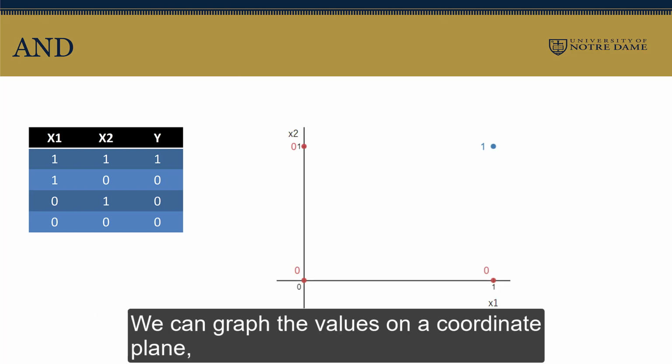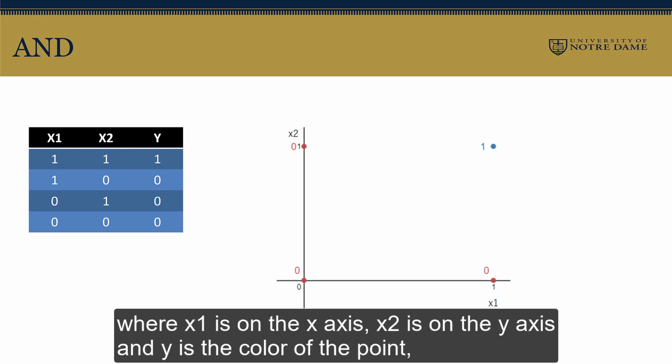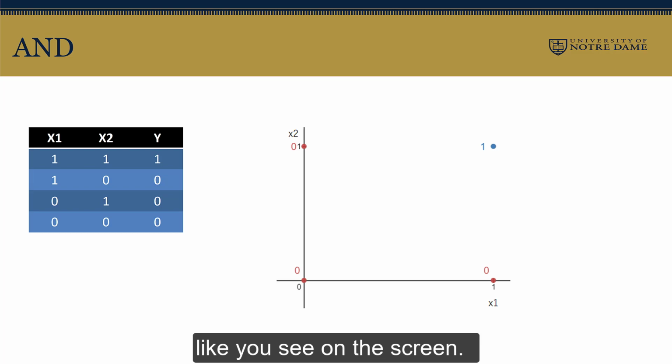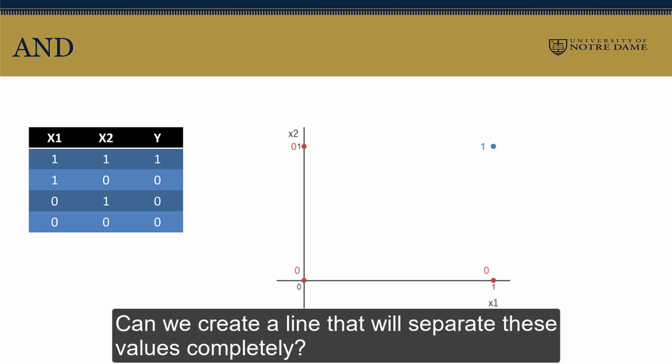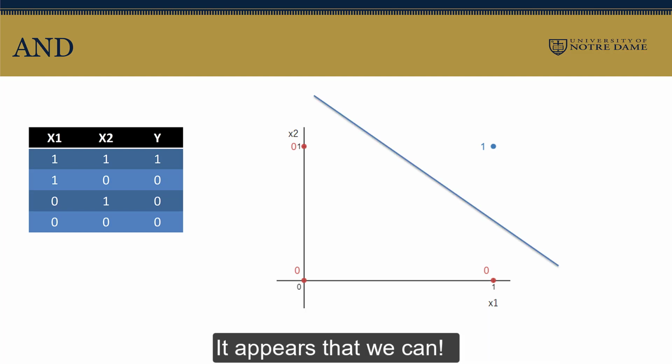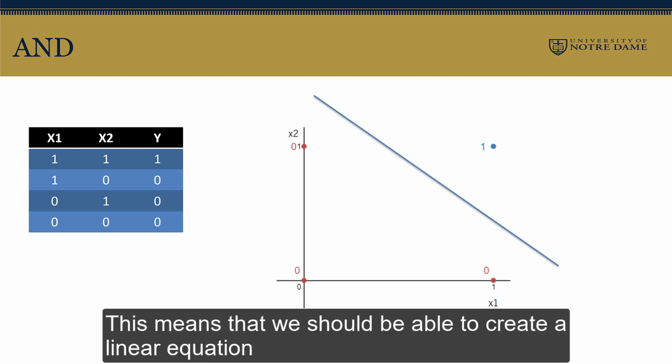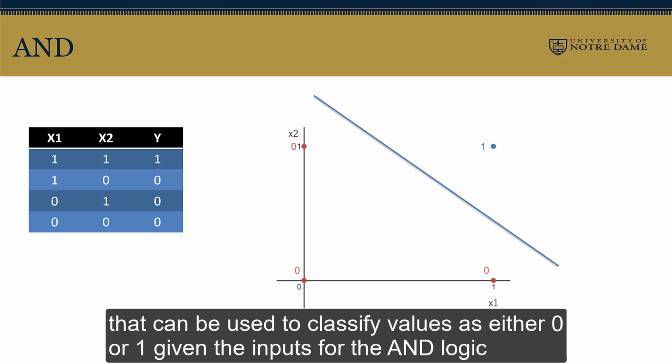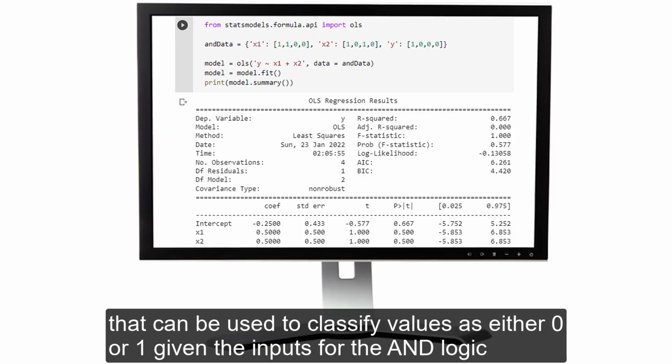We can graph the values on a coordinate plane where x1 is on the x-axis and x2 is on the y-axis, with y being the color of the point, like you see on the screen now. Can we create a line that will separate these values completely? It appears that we can. This means that we should be able to create a linear equation that can be used to classify values as either 0 or 1, given the inputs for the AND logic.